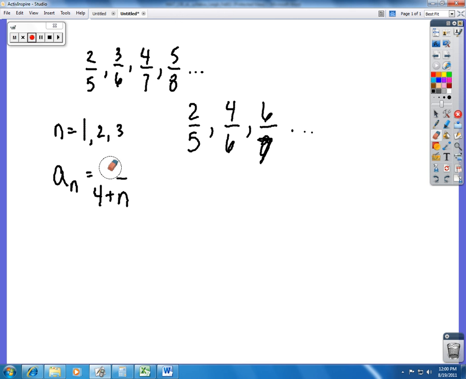Oops, I'm using the eraser still. So 2 times n. Okay, and if we plug in each one of these numbers in for n, we can see that as n increases, we've got 2 times 1 is 2, 2 times 2 is 4, 3 times 2 is 6, and so forth. So you simply have to look at the jumps between each one of the numbers to try to figure out the relationship between those numbers and n.